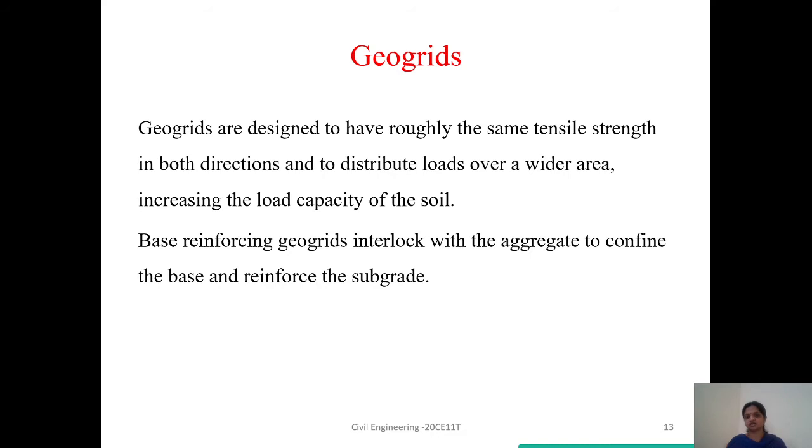Geogrids are designed to have same tensile strength in both the directions, so the distribution of load is over a wide area. Thus, it increases the loading capacity of the soil. The base reinforcing geogrids interlock with aggregate to confine the base and reinforce the subgrade.